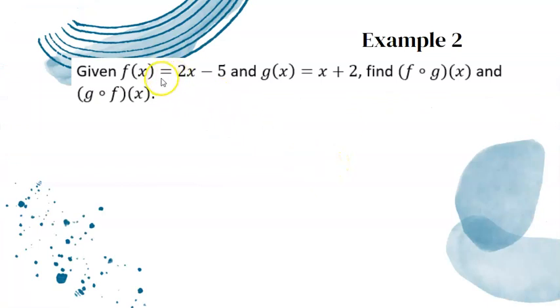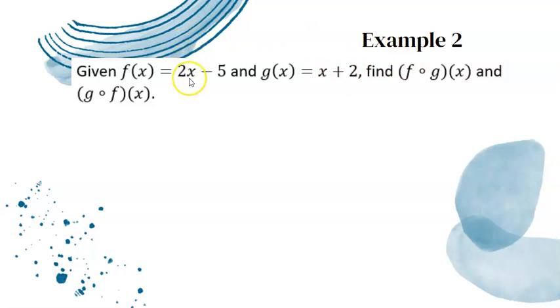All right, example 2, we have f of x is 2x minus 5, and g of x is x plus 2. In this one, we really have two problems. One, we're doing f of g of x, and the other, we're doing g of f of x. So let's look at the first one. Okay, same order that we've been doing, so we're plugging g into f, the second into the first.